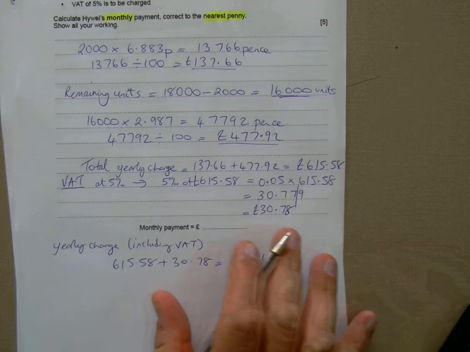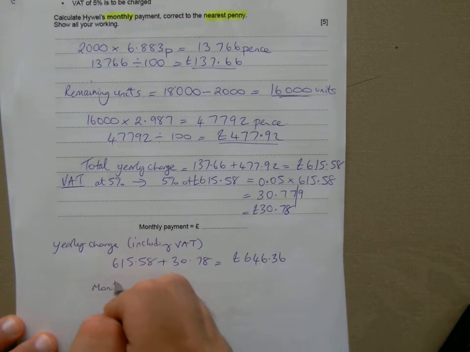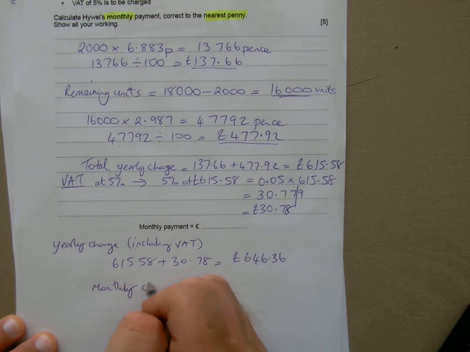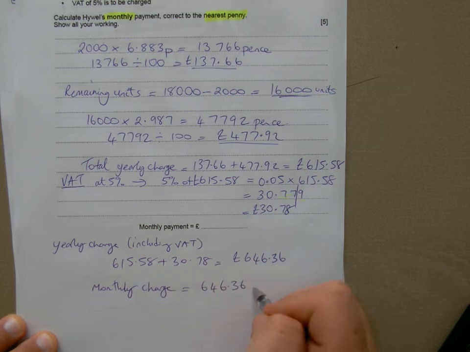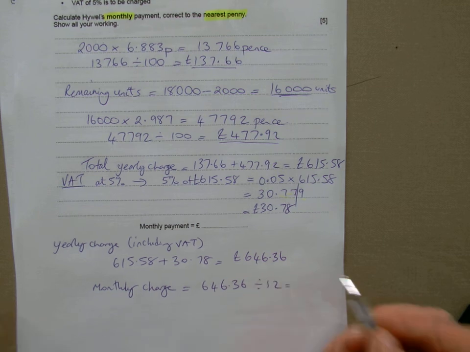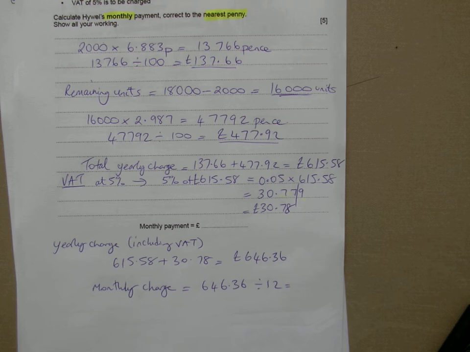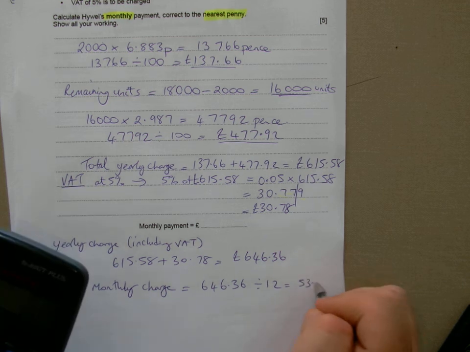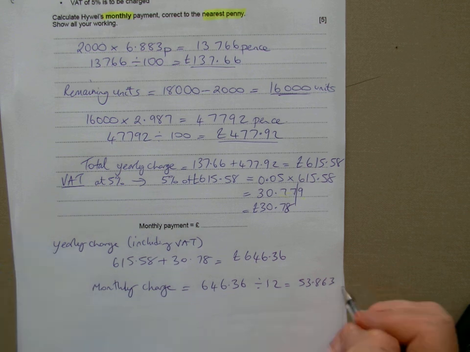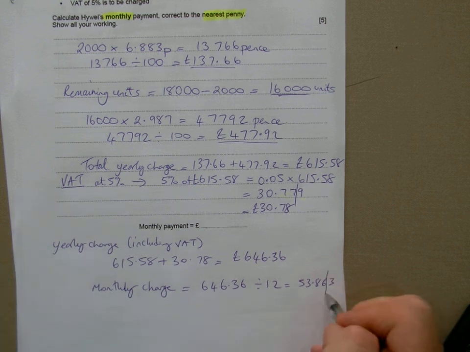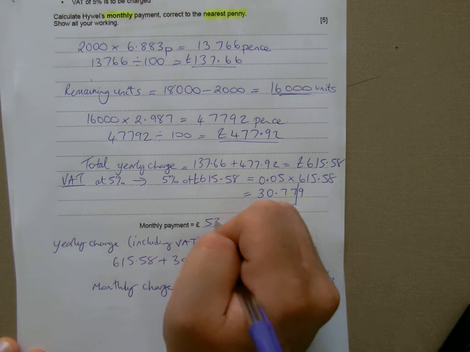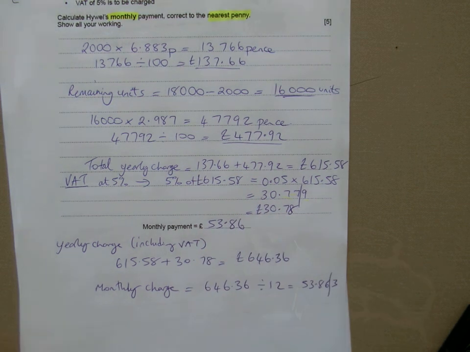£646.36, and then quite simply, then to get the monthly charge, I just need to divide that yearly charge by 12, right? So £646.36 divided by 12. Okay, if I do that, it comes out to be 53.863. Now I don't want this 3 at the end, because I'm going to chop that off. So to the nearest penny, it will be £53.86.